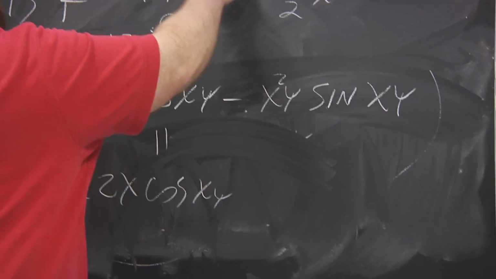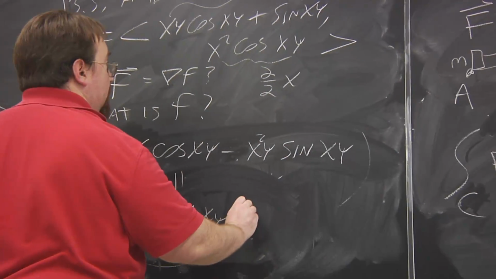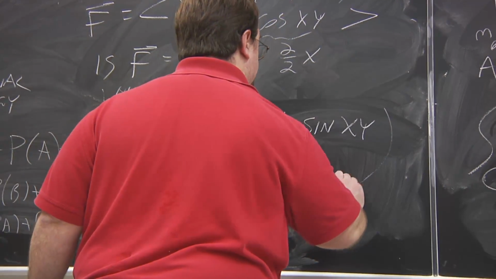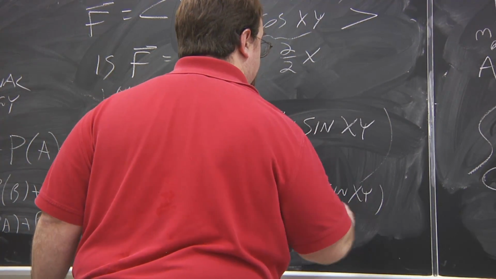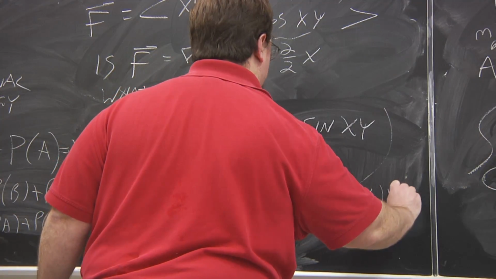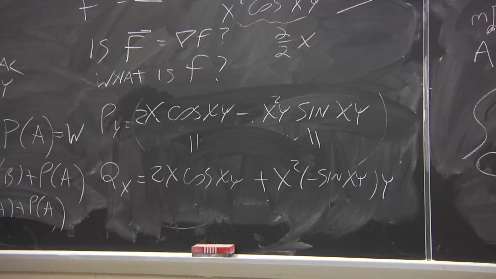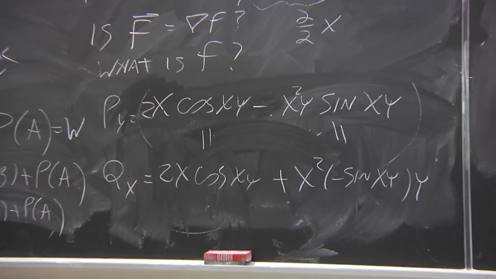And then we're going to have plus x squared times minus sine xy with respect to x. That'll give us y. So this matches with this. So everything works out. It really is conservative.